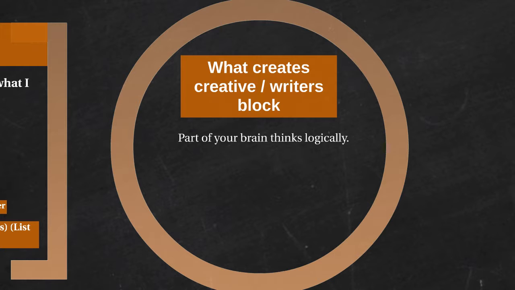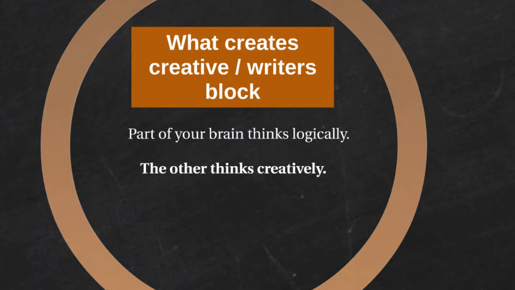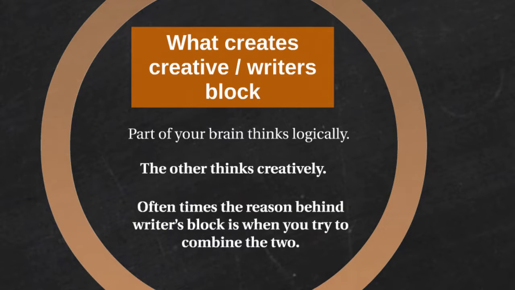Part of your brain thinks logically: grammar mistakes, structure, things like that. The other part of your brain thinks creatively: innovative ideas, out-of-the-box thinking, ways around the problem, and things like that. Now, oftentimes the reason behind writer's block, which is essentially the same thing as product creation block, is when you try to combine the two. When you try to think logically and creatively at the same time, they clash and they create writer's block.